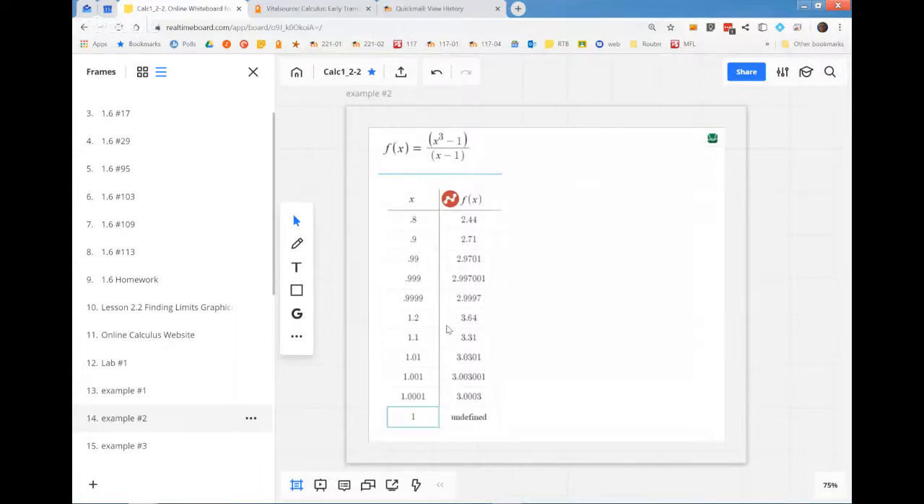Just from looking at this chart, what is the left-hand limit as x is approaching 1? As we get 0.8, 0.9, now look at the f of x column. What's it getting closer to? 3. How about the right-hand limit? As x is approaching 1 from the right, 1.2, what's happening to these numbers? Uh-oh. It still looks like it's approaching 3, even though at 1 you can't calculate it, right? Because you'd have a 0 in the denominator.